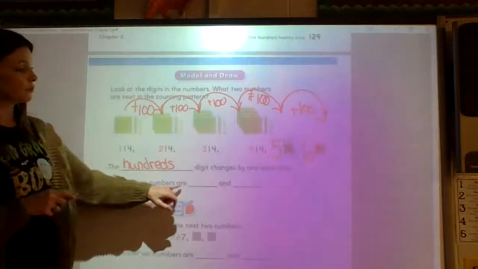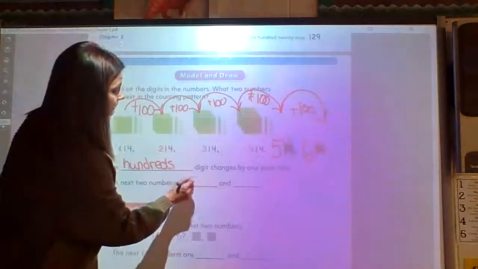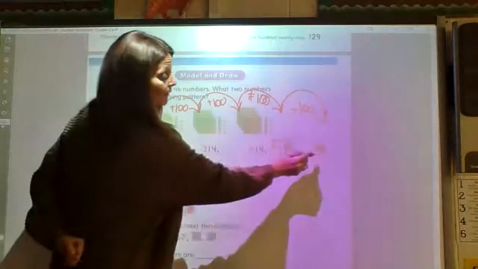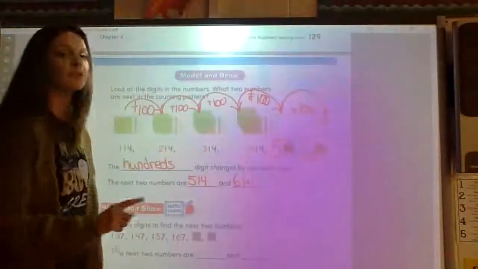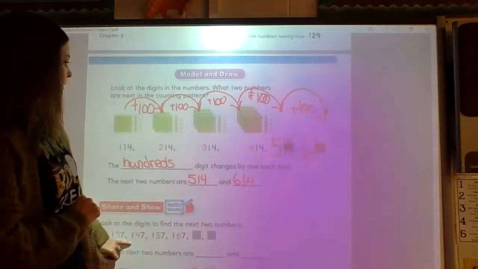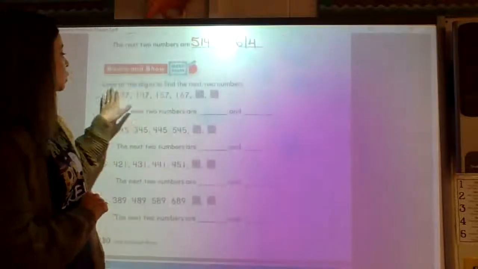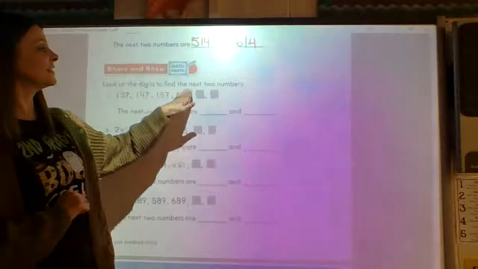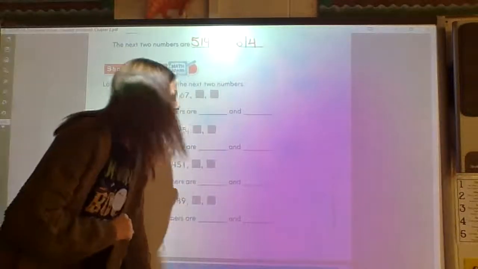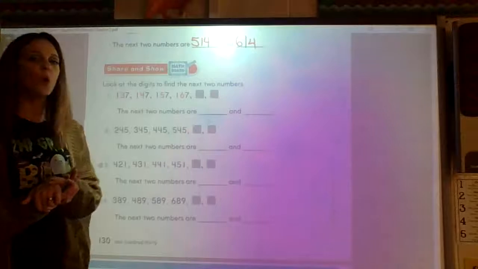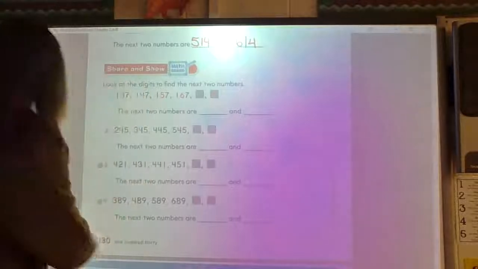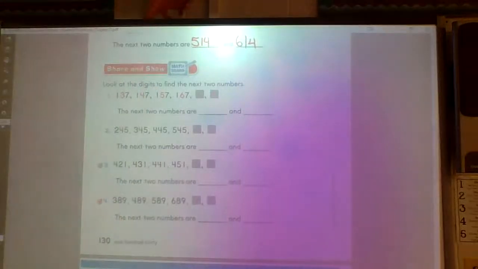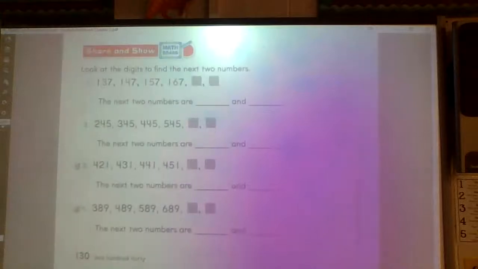The next 2 numbers are 514 and 614. Make sure you have that filled in. Now we're simply going to look at the digits to find the next 2 numbers. They helped us out on this first one, friends. What do you notice about the digits here? If you said that they highlighted in red some of the digits, then you were correct.